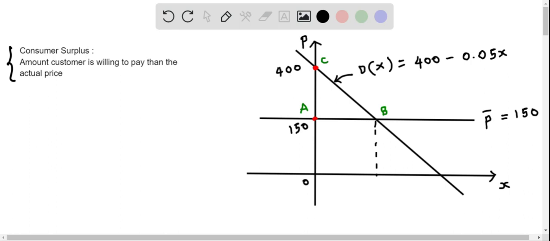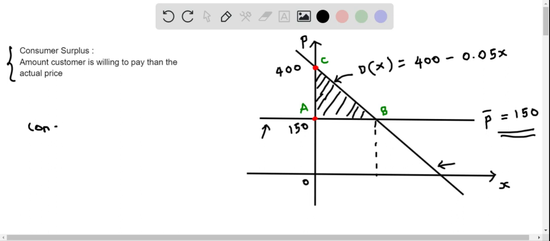When we plot this demand curve, we get this line, which has a y-intercept of 400 and a slope of negative 0.05. And we also plot this line, p bar equals 150. This line is parallel to the x-axis. Now this triangular region is the one which represents the consumer surplus. So basically we have to determine the area of the triangle ABC.